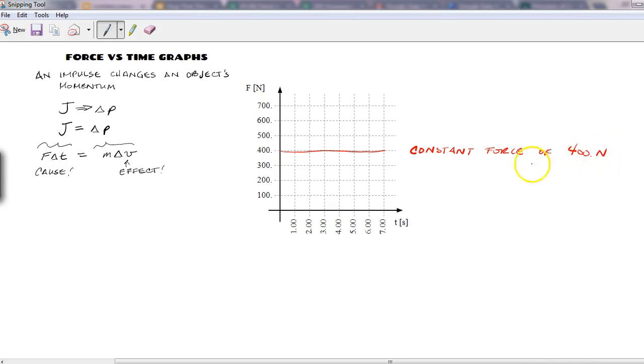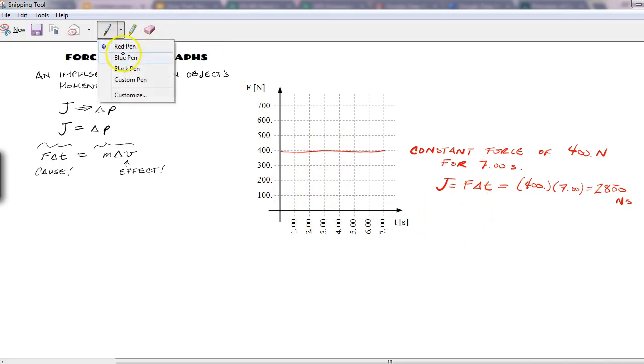So far we've been dealing with what we would call a constant force, or a constant average net force. So in this case, we have a constant average net force of 400 newtons applied over 7 seconds. And so you can see that the impulse is equal to 400 newtons times 7 seconds, which is 2,800 newton seconds. Now, what does that mean? That means that the momentum will be changed by 2,800 kilogram meters per second, because impulse and momentum are equivalent.